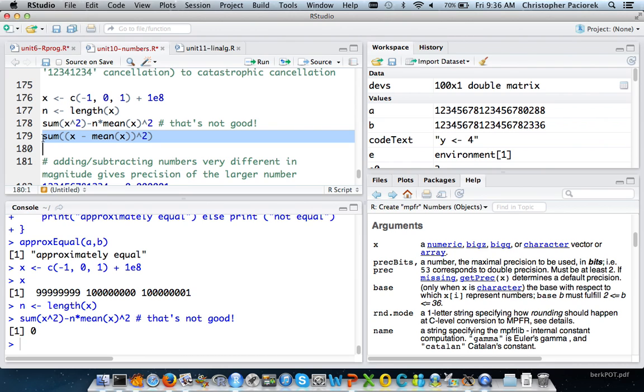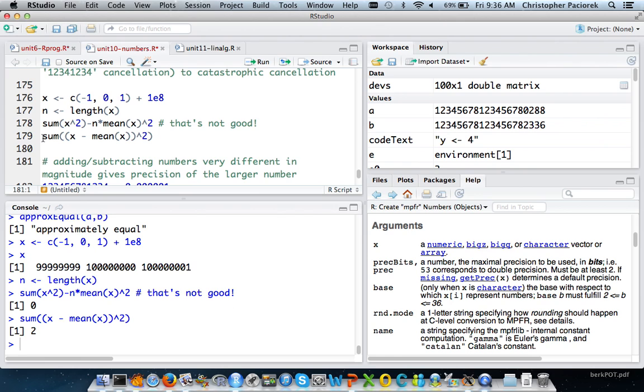On the other hand, all we have to do is take x and subtract off its mean. That's going to get rid of this common value of 1 times 10 to the 8th, which is basically the magnitude of all of these numbers, and then I get back down to these numbers, which I can then do the sum of squares on easily. So subtracting off means of vectors is often a good thing to do in this kind of context. Indeed, if I do that, I get back exactly what the answer is.